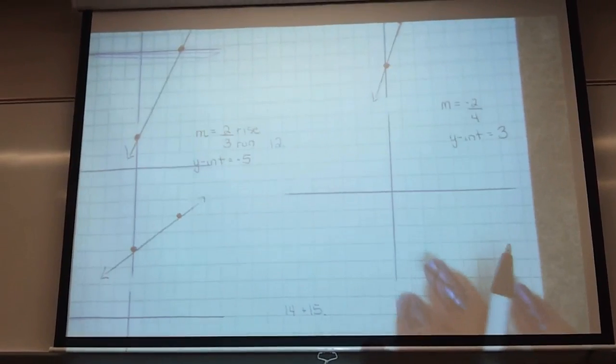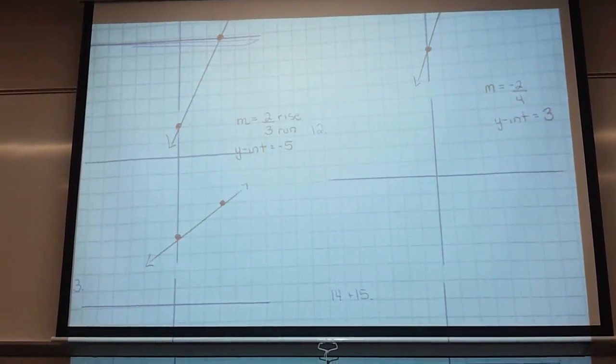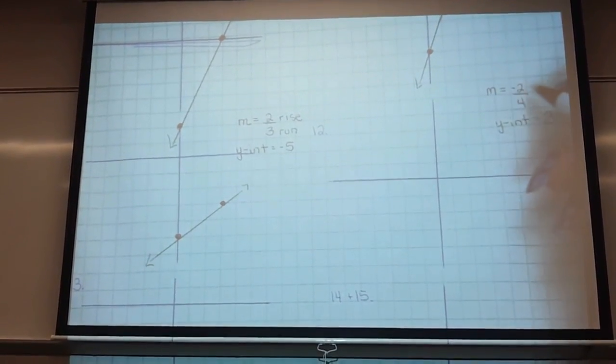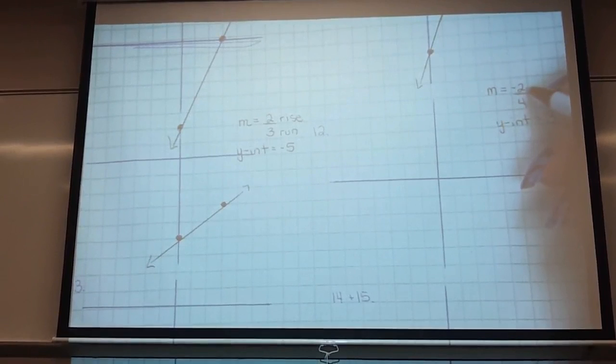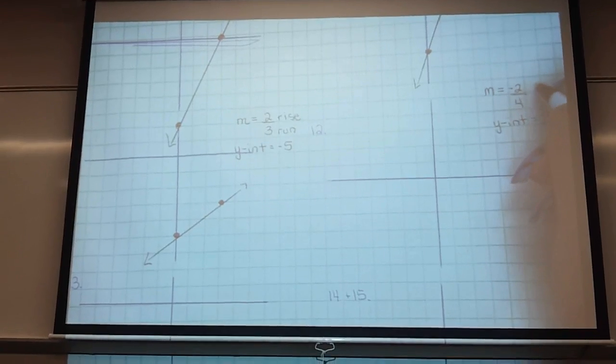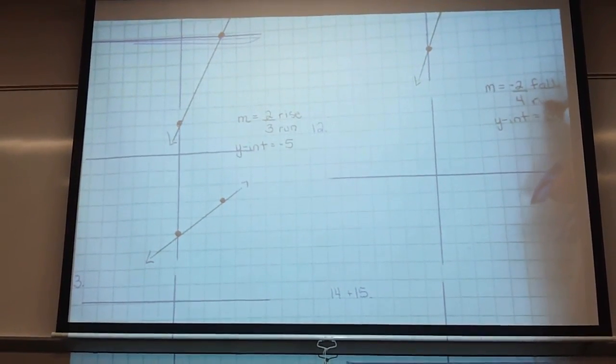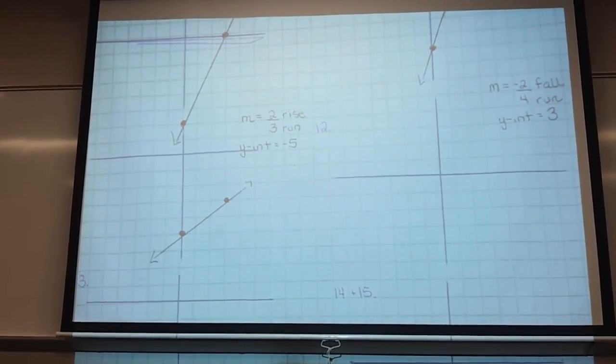All right. So here's number 12. Haven't done anything yet. Now look at this slope. The negative 2 or negative 1, whichever one you're using, is that a rise or a fall? Fall. And it might help to write this next to it so when you're graphing you know which direction you're going.